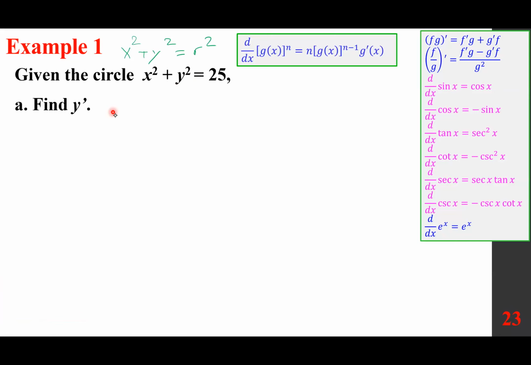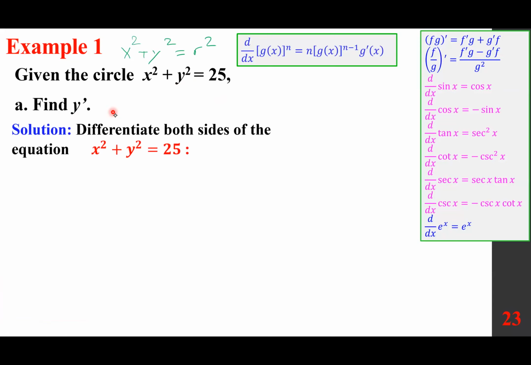We want to differentiate. So to do that, we are going to differentiate both sides with respect to x, and we're going to do this implicitly, everybody. Okay. So x squared is very straightforward, 2x. But what about y squared?